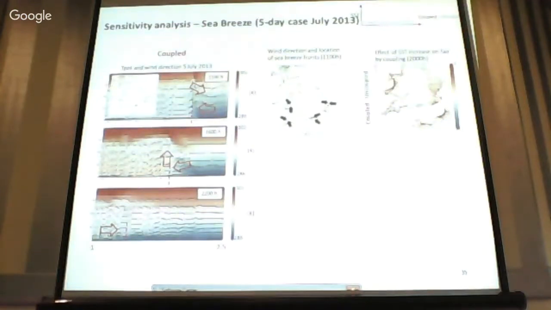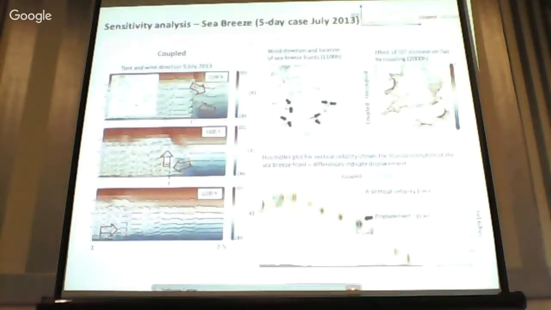This plot shows you the difference in air temperature between the coupled and uncoupled runs. Generally, there's a warming due to coupling, and the main driver of this seems to be that we're just advecting warmer air from a relatively warmer sea surface, rather than any particular changes in the dynamics. Having said that, we can look at the relative changes here. This is looking at peak vertical velocity at the sea breeze front, and we can see a small displacement between coupled and uncoupled.